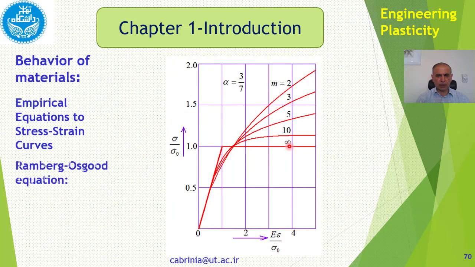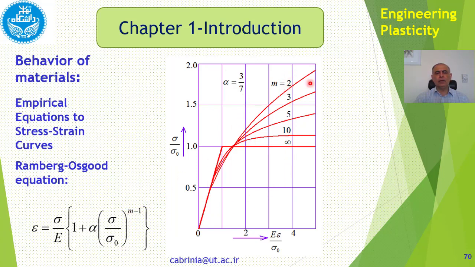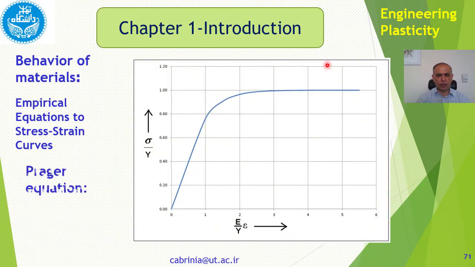Okay, another one is the Ramberg-Osgood equation. As you can see, I have taken this constant 3/7 and I have changed m to get different behavior for this equation. Now this is another one, Prager equation. It's a very good one because it gives the transition from elastic to plastic.